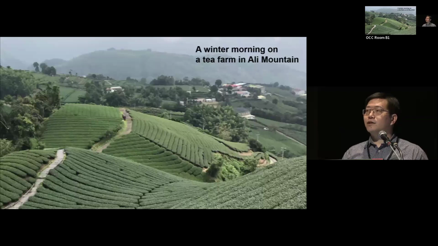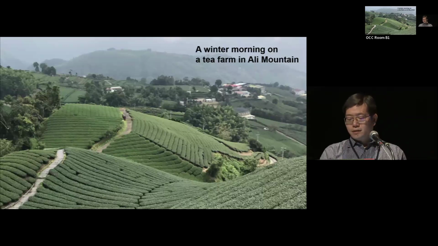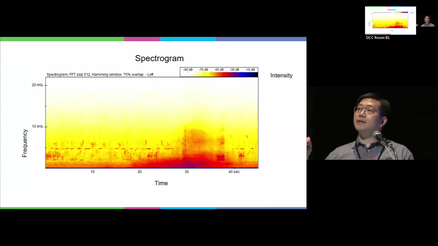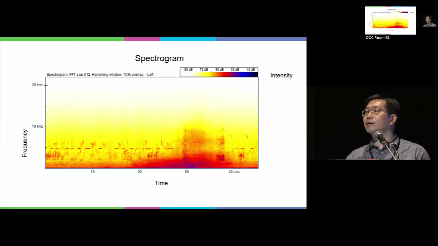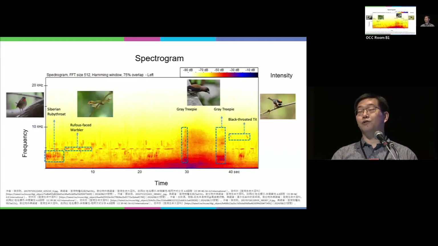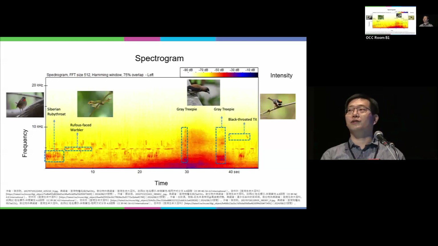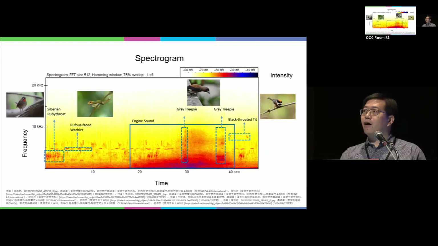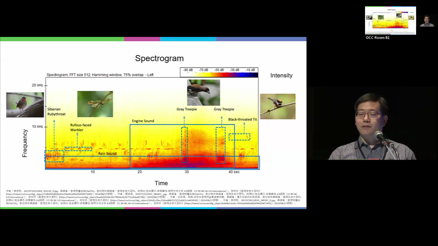So we are listening to an audio recordings collected on a winter morning on a tea farm in Ali Mountain. So if we put time on the x-axis and the sound frequency on the y-axis and use different colors to indicate the sound intensity, we can visualize the recording using a spectrogram. From the recording you just heard, probably you might have recognized several bird species singing, and a car driving by and disturbing a great tree pine, and also some rain in the background.